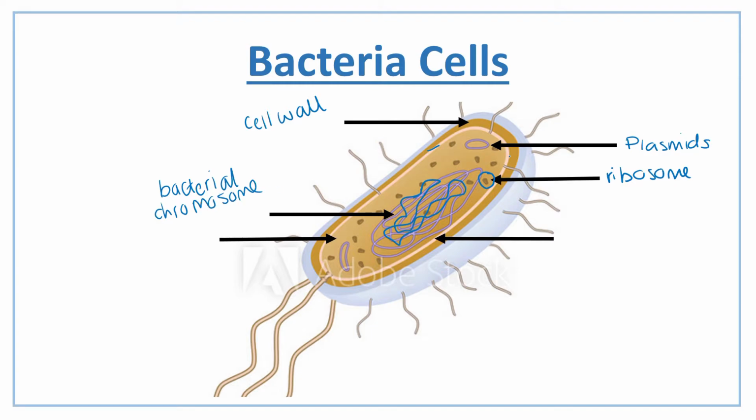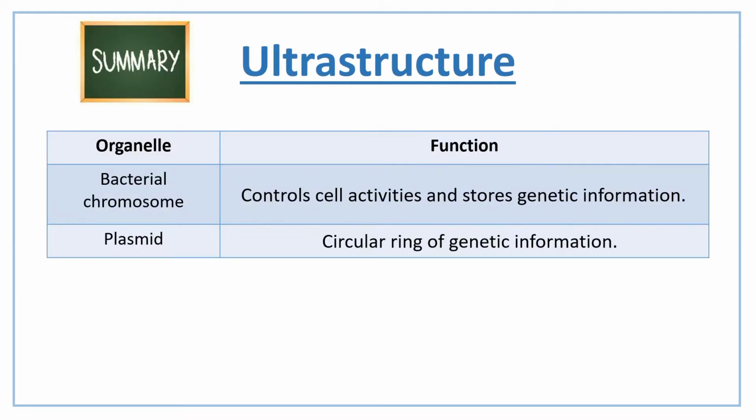Over to the right-hand side again, we've got the line that is on the inside, which is our cell membrane. The cell membrane controls what can enter and exit the cell. And then finally, the stuff that everything is floating about in is our cytoplasm, the site of chemical reactions. This is just a quick summary of the new organelles that we have introduced in bacteria cells, the bacterial chromosome and the plasmid. The function of the bacterial chromosome is that it controls cell activities and stores genetic information. And then plasmids are additional circular rings of genetic information.